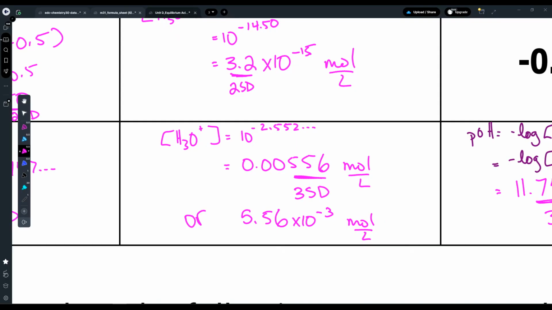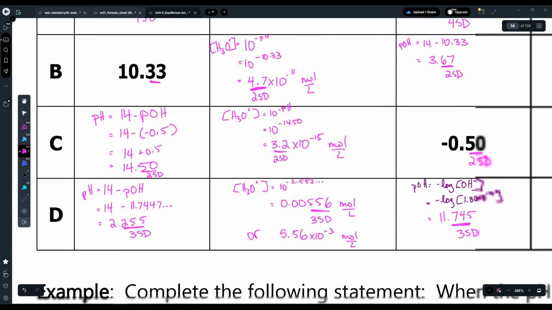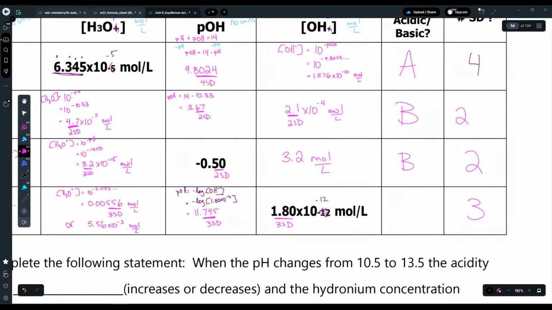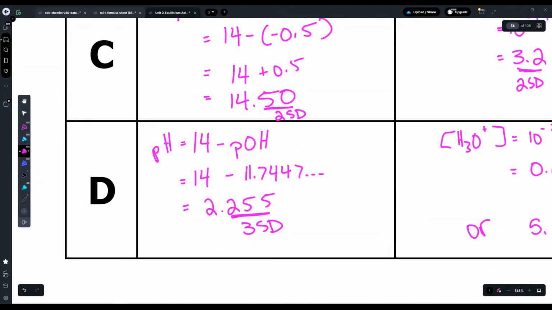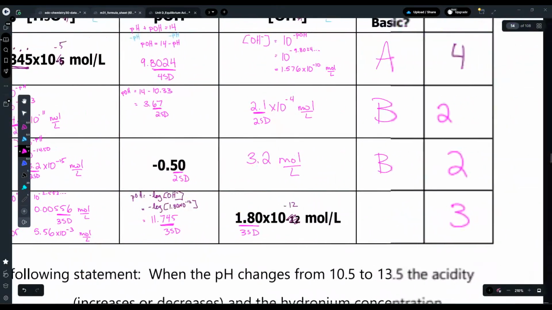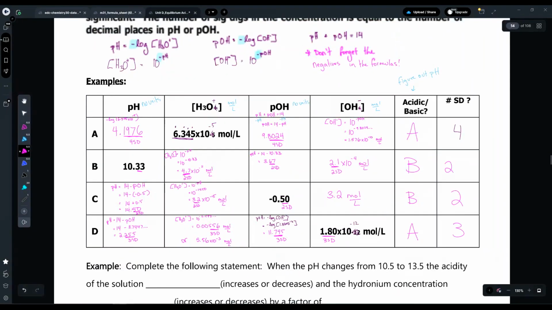So for the concentration of hydronium in the last row there, you could either write it like this, 0.00556, or you could write it in scientific notation, which would be 5.56 times 10 to the power of negative 3. The exponent is negative because our original number is between 1 and 0. Because the pH is less than 7, it's acidic. And there we go.